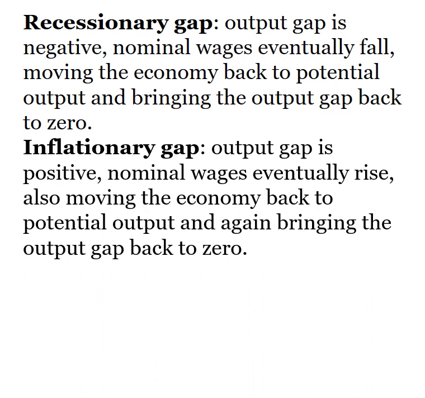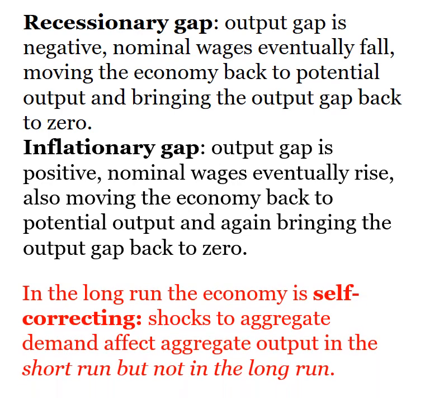In an inflationary gap, the gap would be positive, more than our potential. Unemployment would be low. And because of that, there's very few qualified workers. If you need somebody desperately, you're going to pay them more. Nominal wages will rise. When wages rise, SRAS will shift to the left. This is going to bring us back to our potential and make our gap now zero.